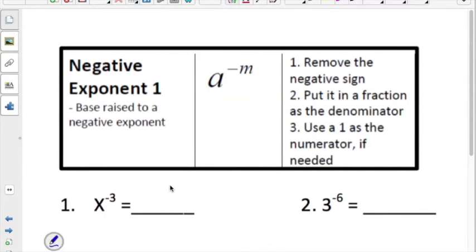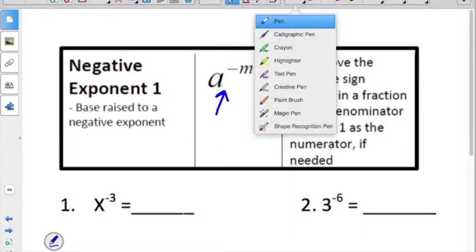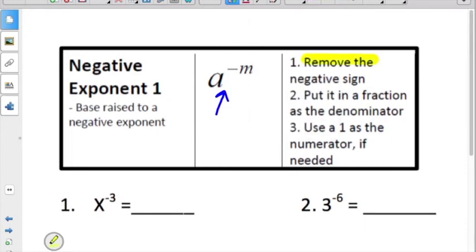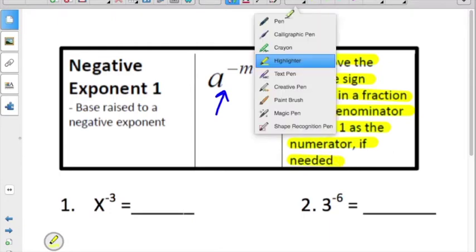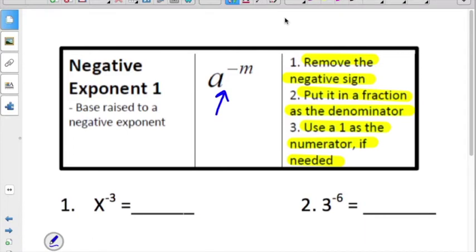Negative exponent rule. What you have is a base raised to a negative exponent. For instance, a to the negative m power. The way that you solve these is you first remove the negative sign, and then you move it to a denominator in a fraction. If there's nothing for a numerator, you're going to use 1. This also works for those terms with a negative exponent that are in your numerator. For instance, a problem like that.